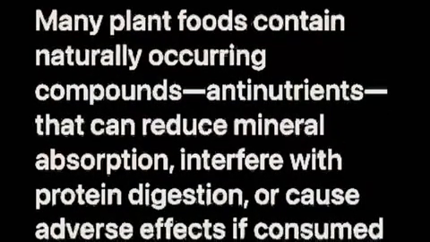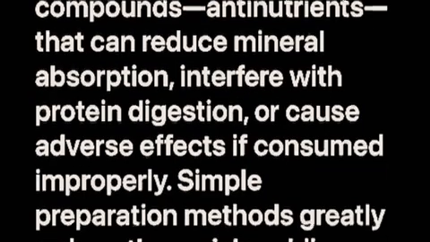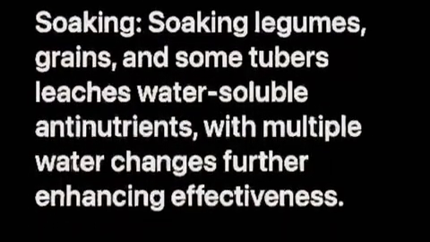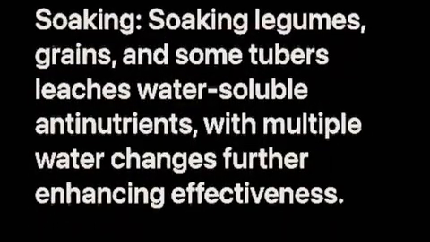Many plant foods contain naturally occurring compounds, antinutrients, that can reduce mineral absorption, interfere with protein digestion, or cause adverse effects if consumed improperly. Simple preparation methods greatly reduce these risks while preserving nutritional benefits. Soaking. Soaking legumes, grains, and some tubers leaches water-soluble anti-nutrients, with multiple water changes further enhancing effectiveness.